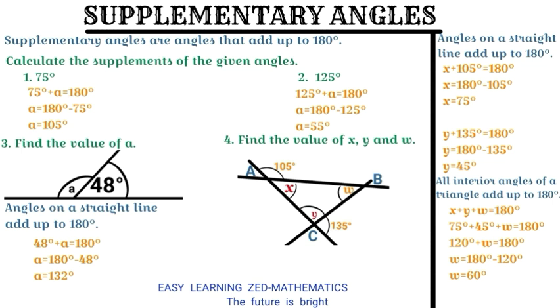So 60 degrees will be the value of w. Now we have found the values of w, x, and y successfully. If you did it the way I've done, you are going to get the correct answer. So the value of w is 60 degrees in that triangle. When you combine 75, 45, and 60 degrees, they should give you 180 degrees, because that is the sum of the interior angles of the triangle.